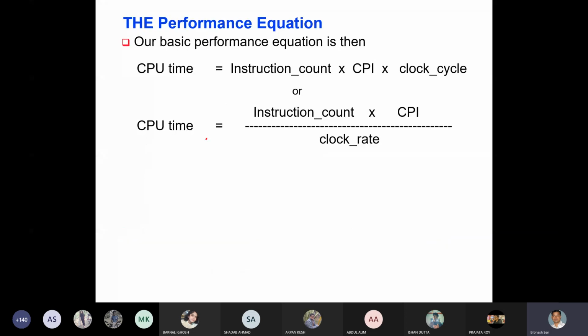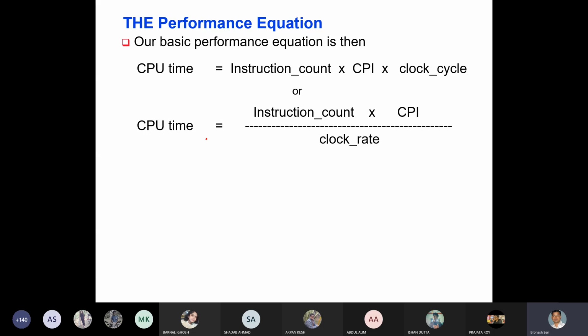Now, sir, could you go back to the part where you taught us clock cycles per instruction? I didn't get that formula, sir. Clock cycles per instruction is essential, but generally we can't find it for each instruction individually. That's why we take the help of the average CPI.